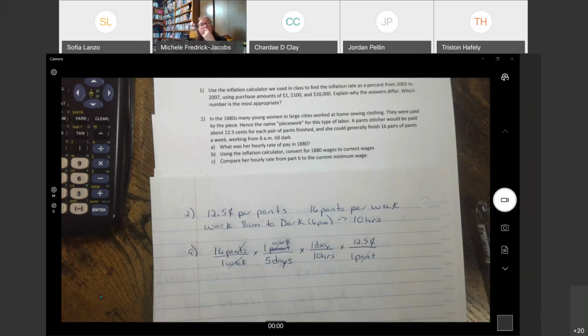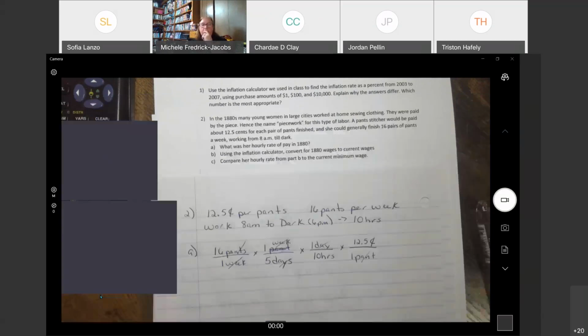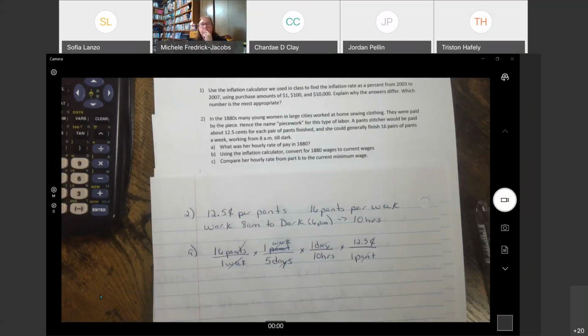So we divide those then? I was going to take the 3.2 pants a day, which is 16 divided by 5, and I was going to divide that by the 10 hours. And then multiply by the 12.5. So we'll multiply the 16 and the 12.5 and divide these two. The order you do them in, it doesn't matter. You could have divided by the 5 first. Someone had mentioned that it was a 7-day work week until the 1930s.